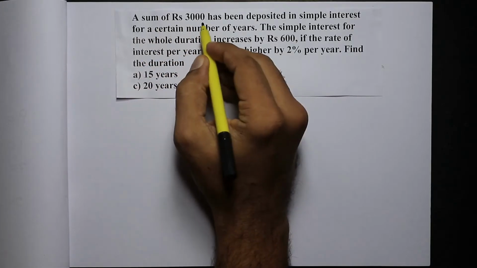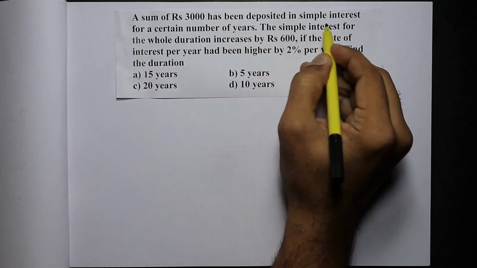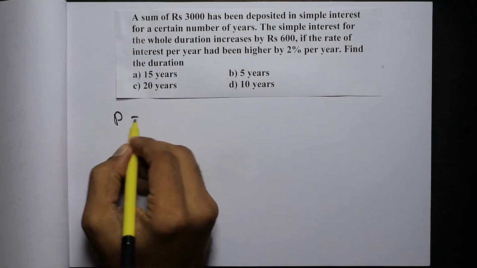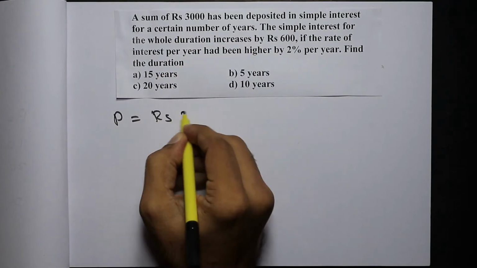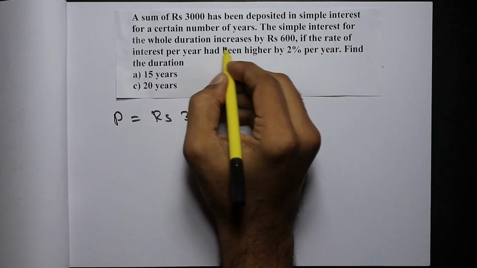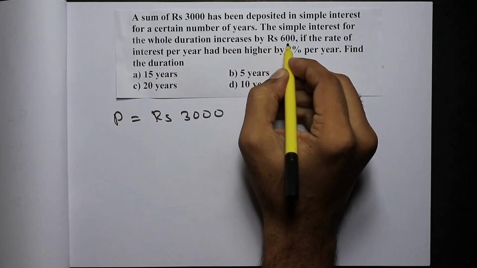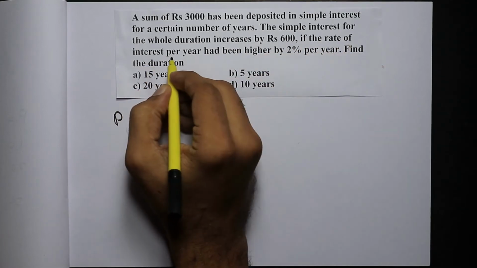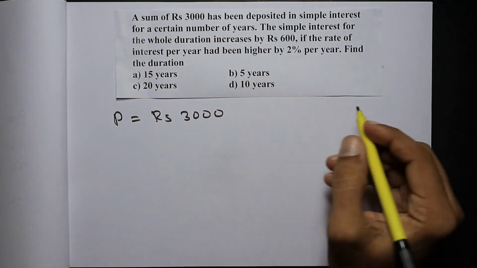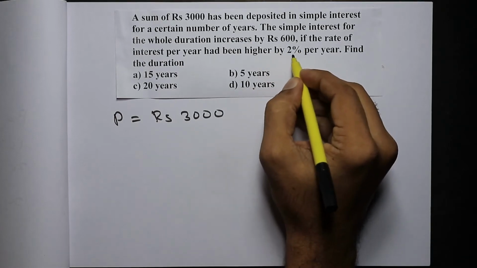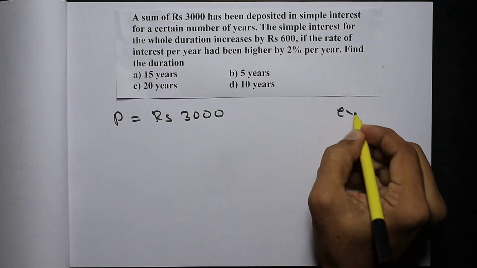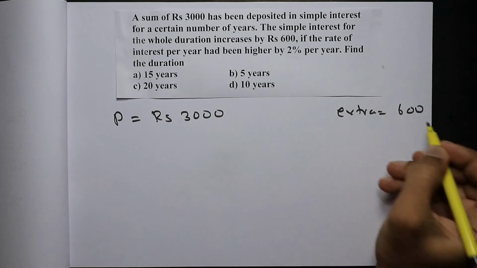A sum of rupees 3000 has been deposited in simple interest for a certain number of years. So the principal that has been deposited is rupees 3000. The simple interest for the whole duration increases by rupees 600 if the rate of interest per year had been higher by 2% per year. So if the rate of interest is higher by 2% per year, then you will get an extra 600. So the extra that you are getting is rupees 600.